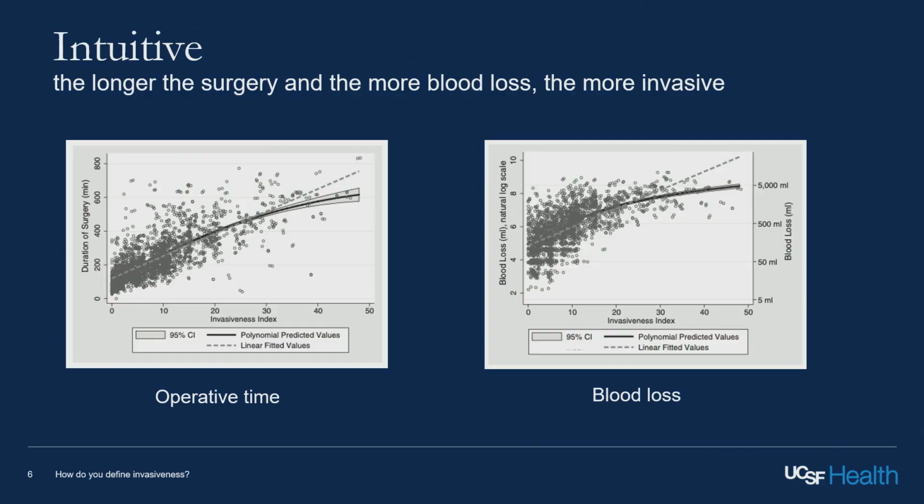So like I said, there will be a linear model. That's the dashed line over there, and that's the scatter plot. And you can see in the actual data, it does correlate with operative time and blood loss, and it's an intuitive model. The more blood loss you have, the longer the surgery is, the more invasive, the more physiological stress to the body.